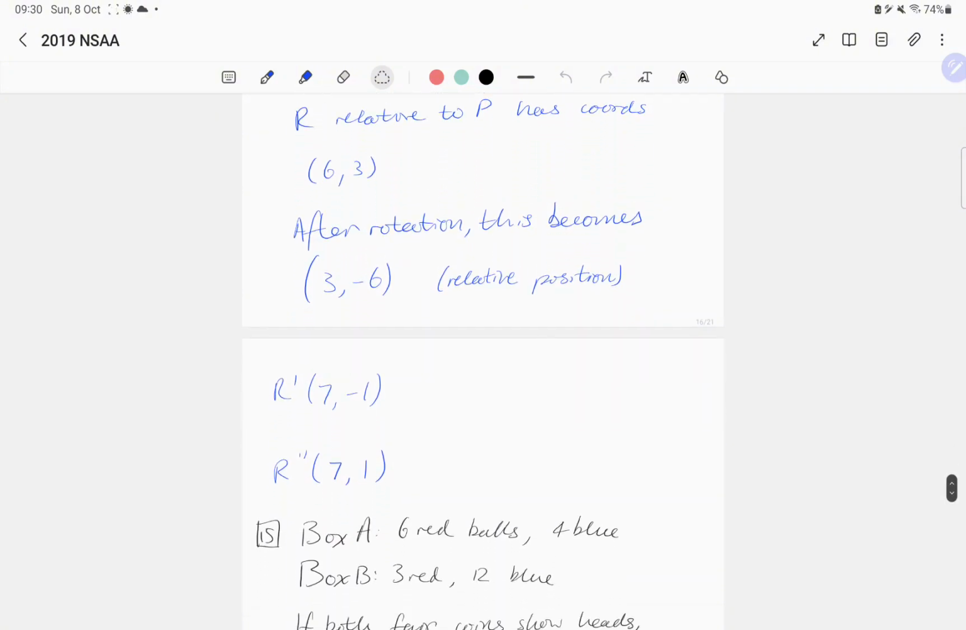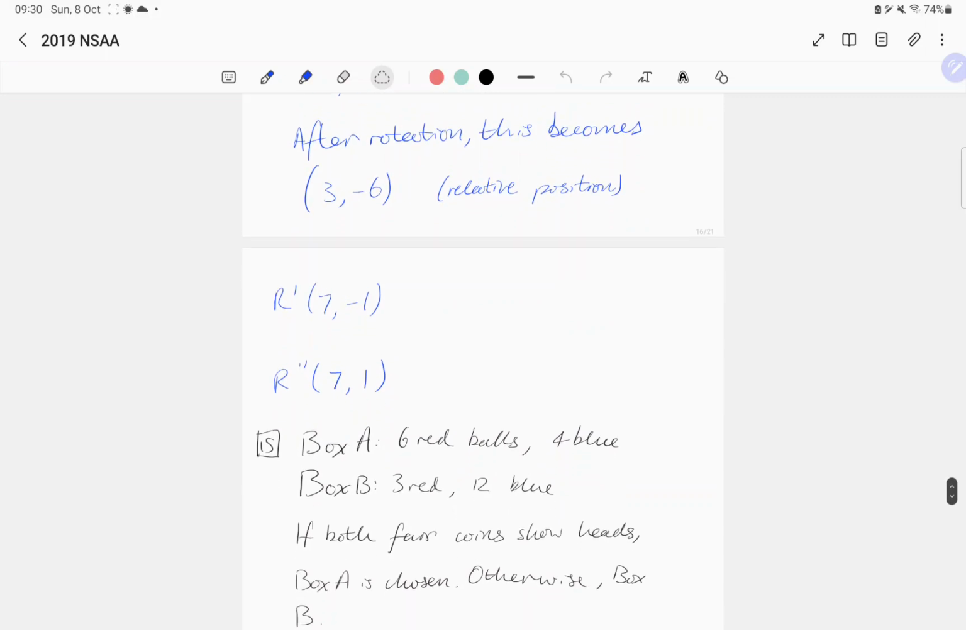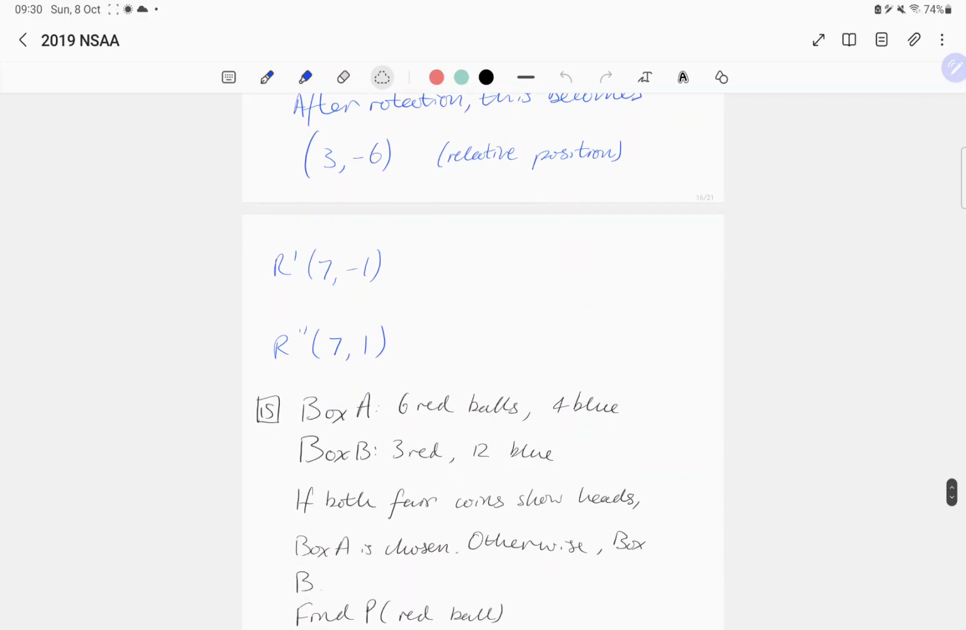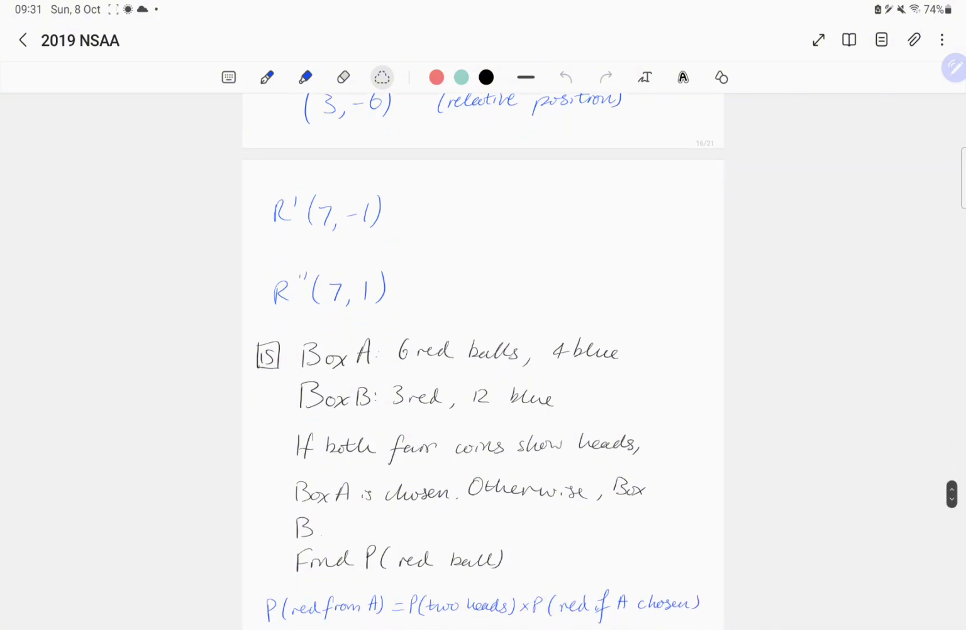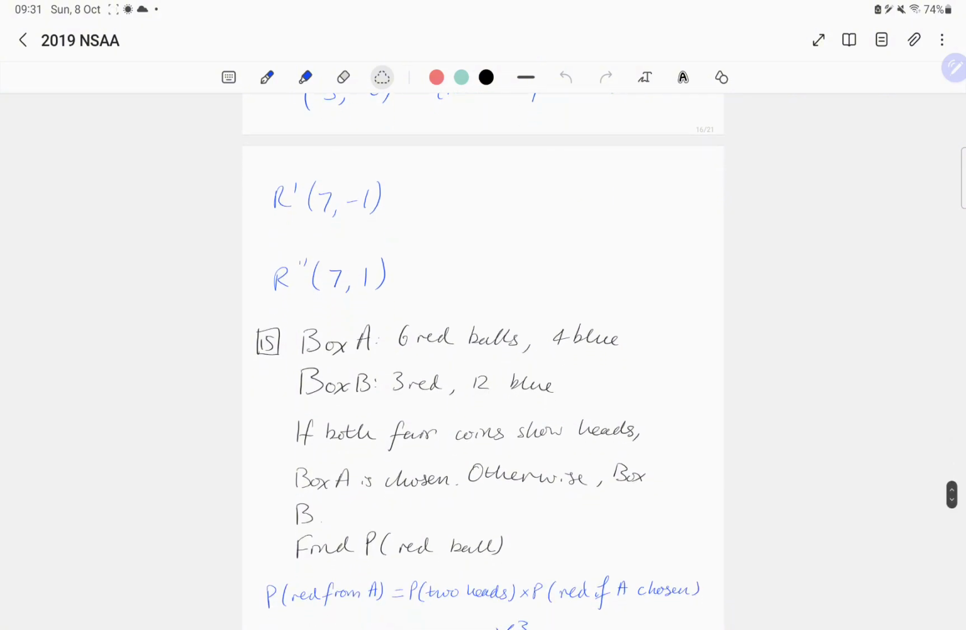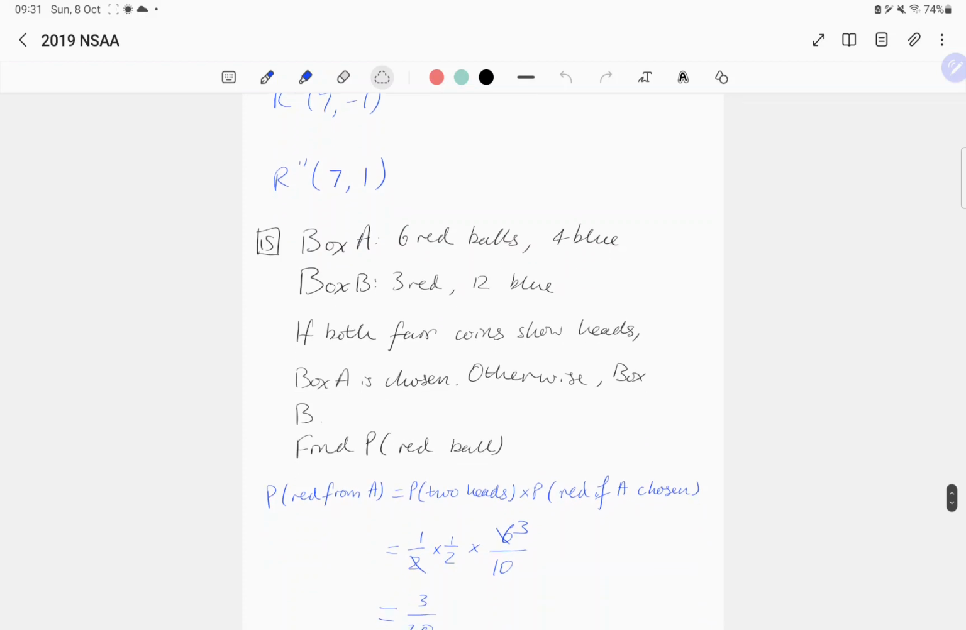Question 15. We have two boxes, box A and box B. Box A has 6 red balls and 4 blue balls. Box B has 3 red balls and 12 blue balls. We toss 2 fair coins. If both coins show heads, box A is chosen, otherwise we choose box B. From the chosen box, we pick one ball at random. Find the probability of choosing a red ball.